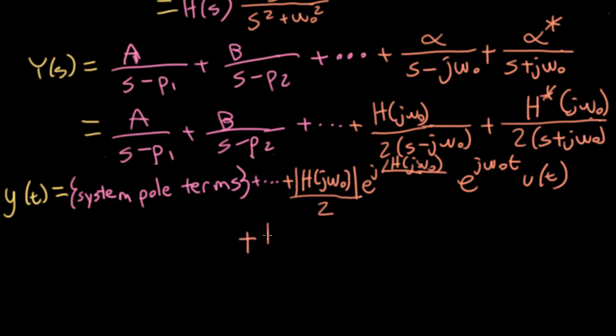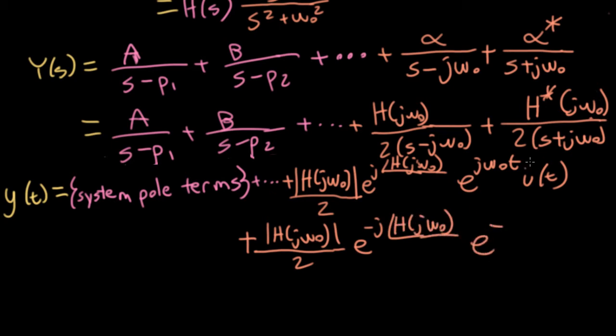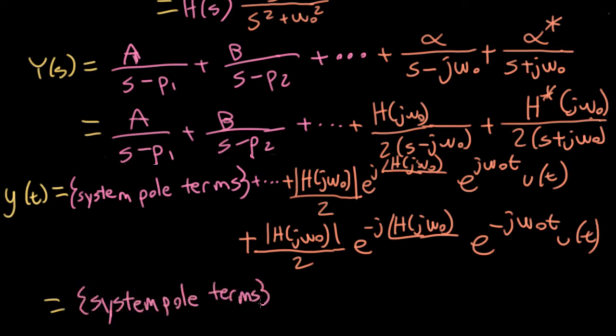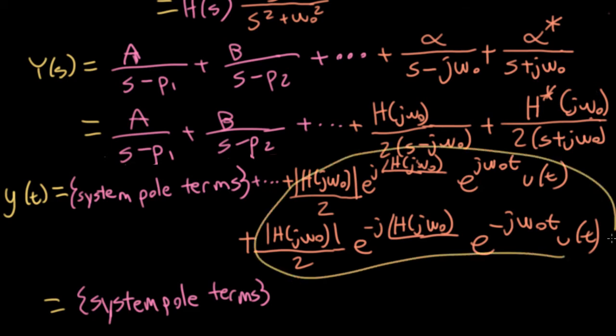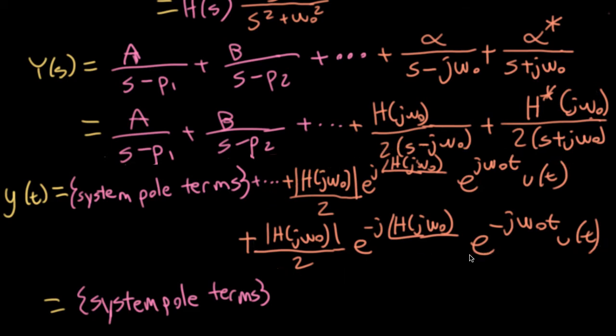And so the next term, of course, is going to be very similar. The magnitude is unchanged. I'll have e to the minus j, whatever that angle evaluated at that frequency going in was, times here now e to the minus jω₀t u(t). So y(t) still has all of these system pole terms, as I called them. And now I can use the inverse Euler's formula to rewrite this whole mess here as a cosine, as we have done many, many times.